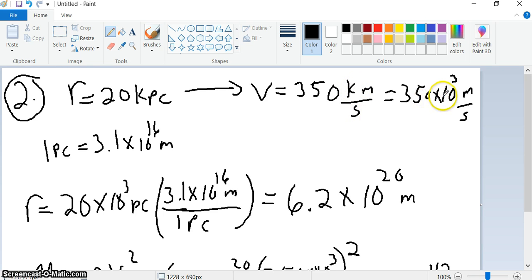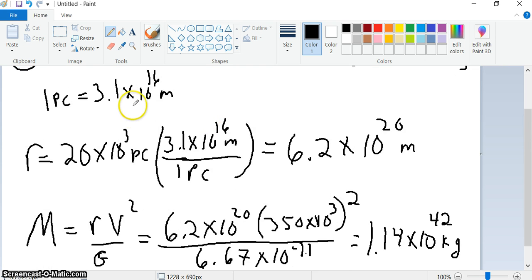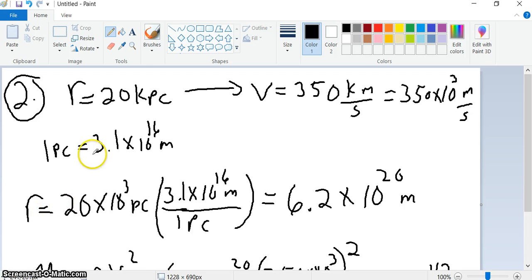I'm going to rewrite that as 350 times 10 to the third meters per second, and I also have to change the distance from 20 kiloparsecs to meters. So I'm going to use this conversion that 1 parsec is 3.1 times 10 to the 16th meters, all right? And so, kiloparsecs, that would be times 10 to the third. And then in 1 parsec, there are 3.1 times 10 to the 16th meters. So you multiply that, then of course the parsecs cancel. And so that gives us an answer of 6.2 times 10 to the 20th meters.